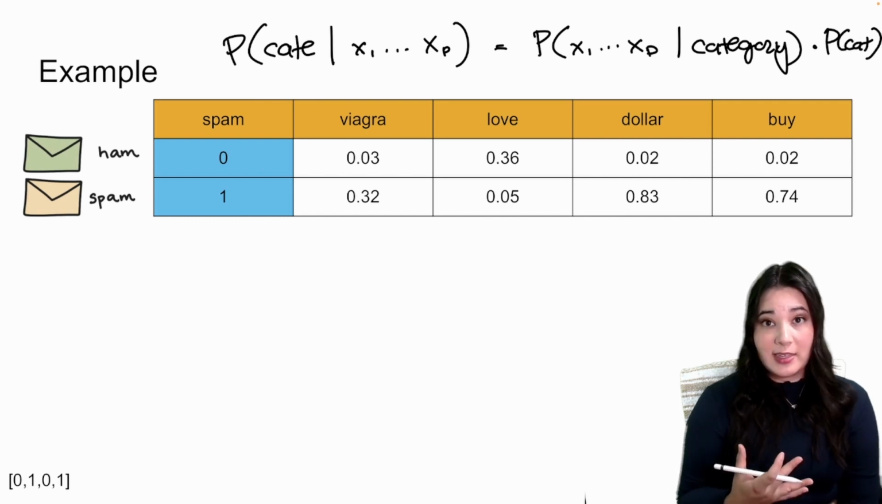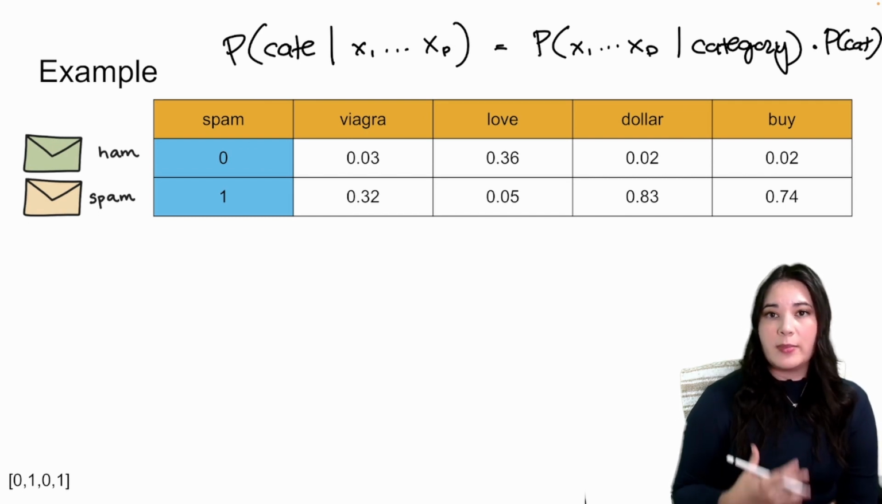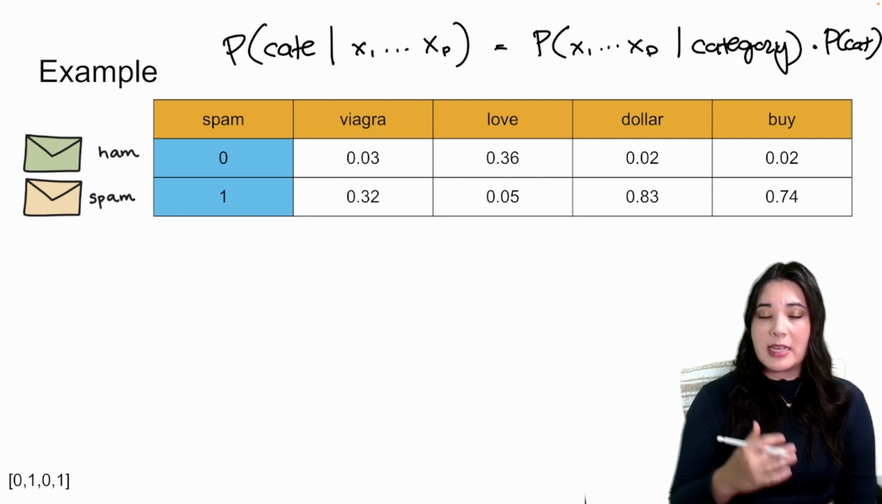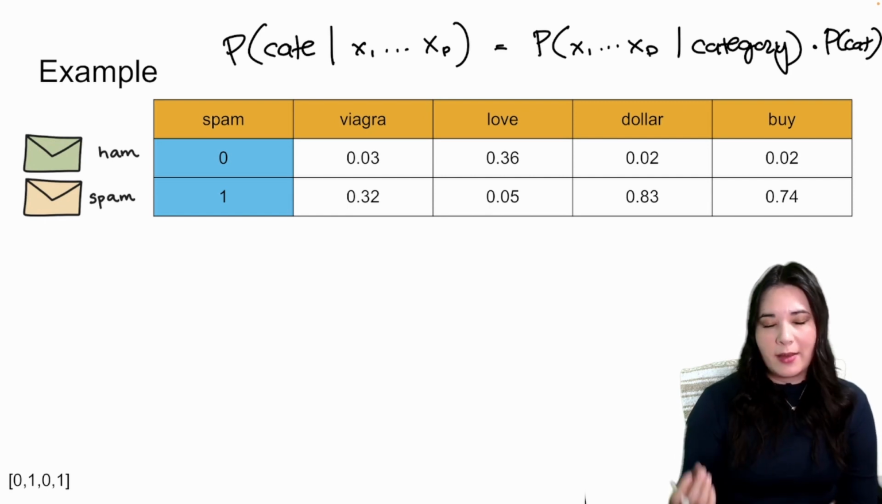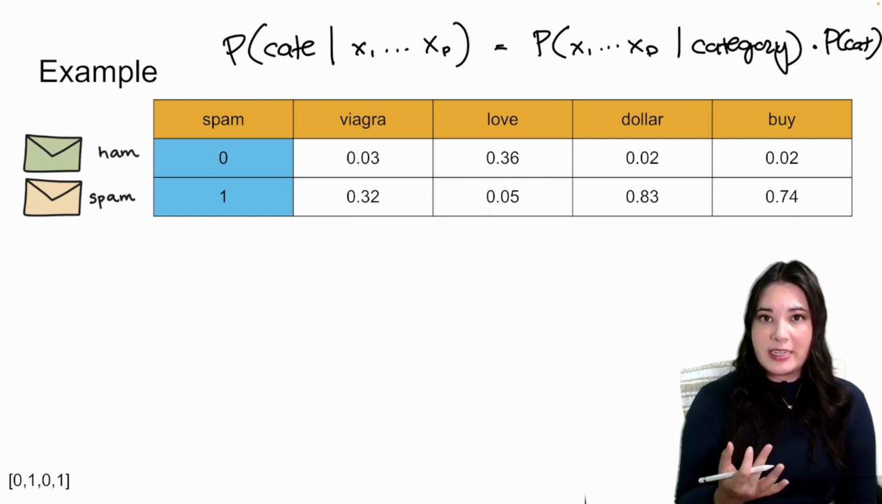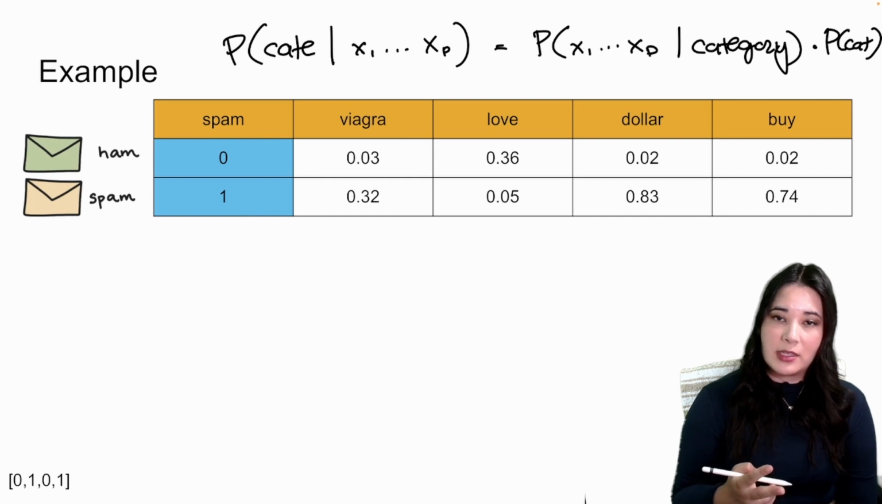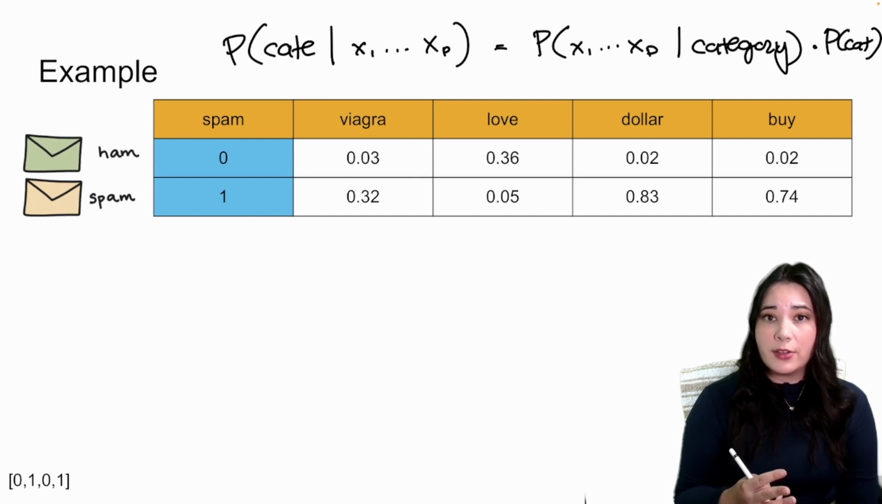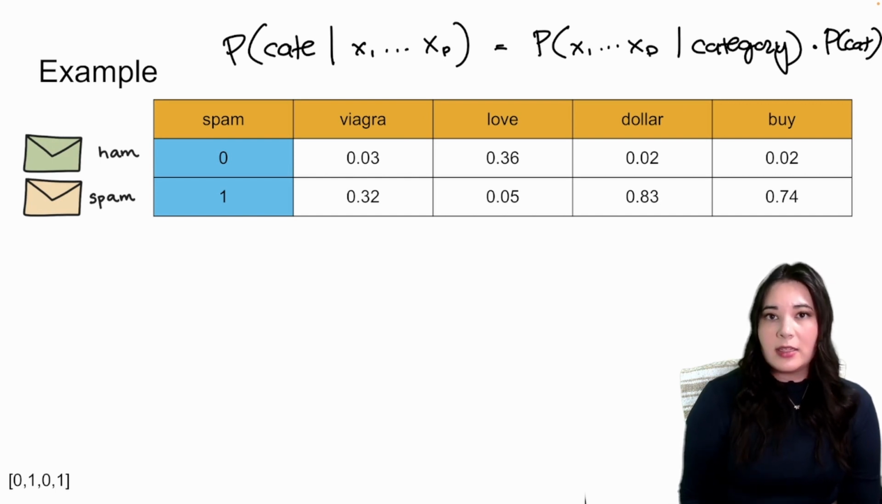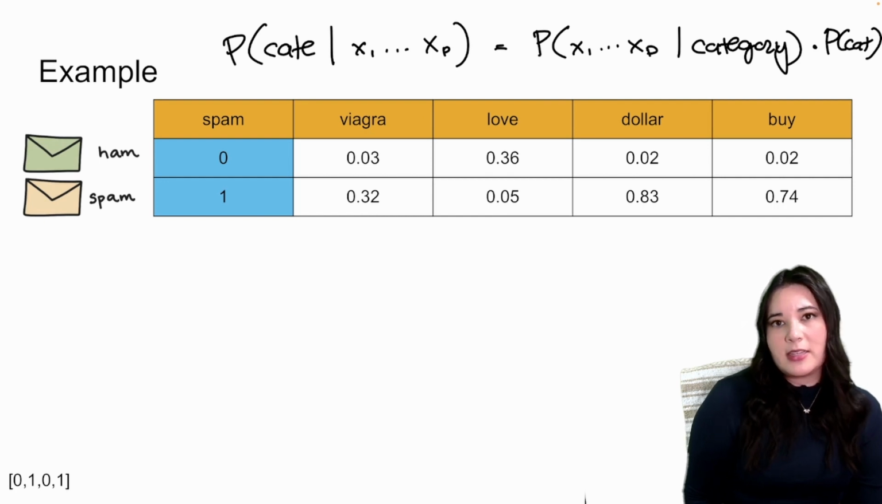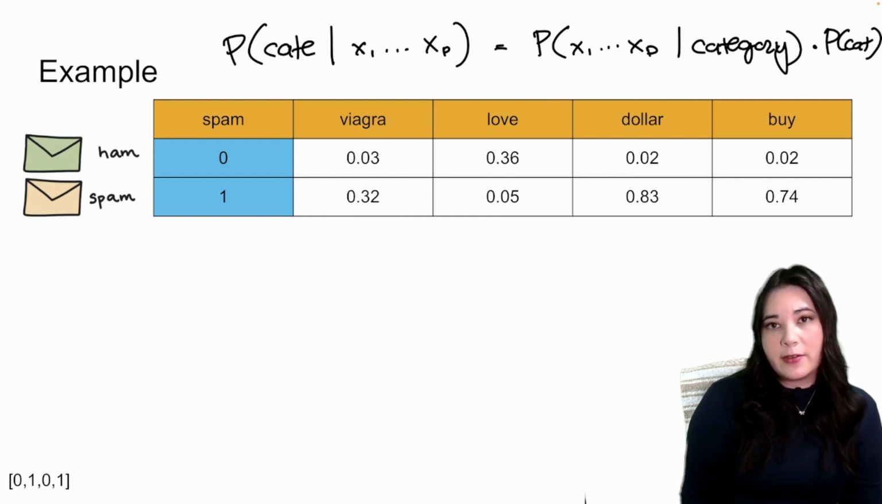One really classic example of the naive Bayes algorithm is using it to classify emails as either spam or ham, real emails. Here we have a data set that gives us 4 different predictors: whether or not the email has the word Viagra, whether it has the word love, whether it has the word dollar, or whether it has the word buy.